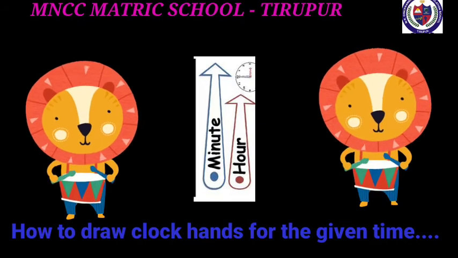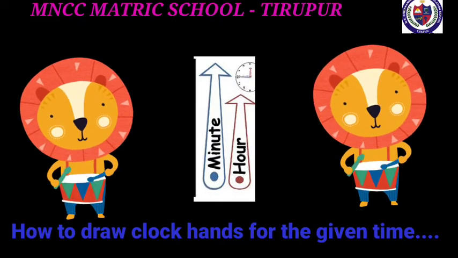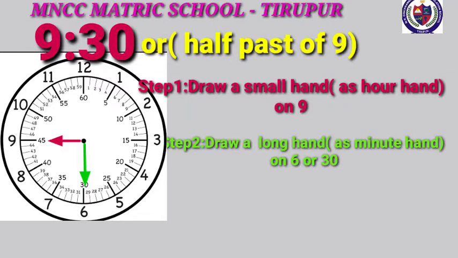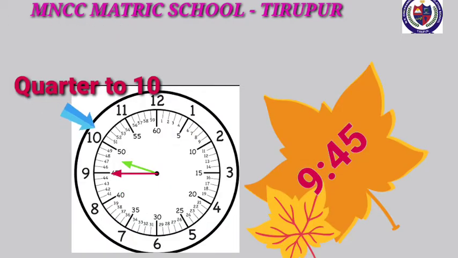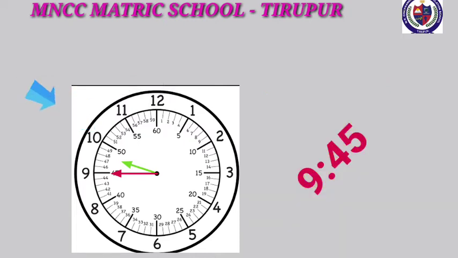Let us learn how to draw clock hands for the given time. See the given picture. Draw the clock hands for 9:30 or half past 9. At step 1, place the hour hand on 9. In step 2, place the minute hand on 6. Let us see another example, 9:45 or quarter to 10. Place the minute hand on 9 or 45 and place the hour hand in between 9 and 10.